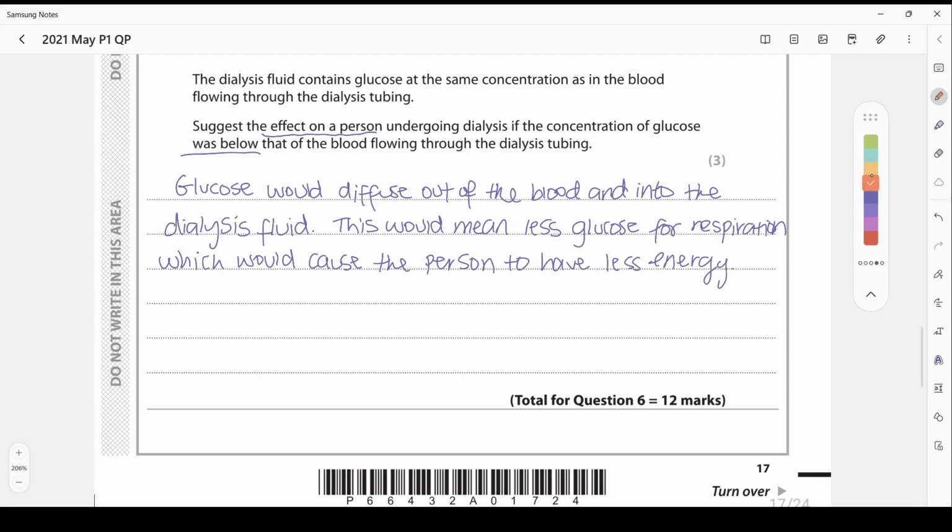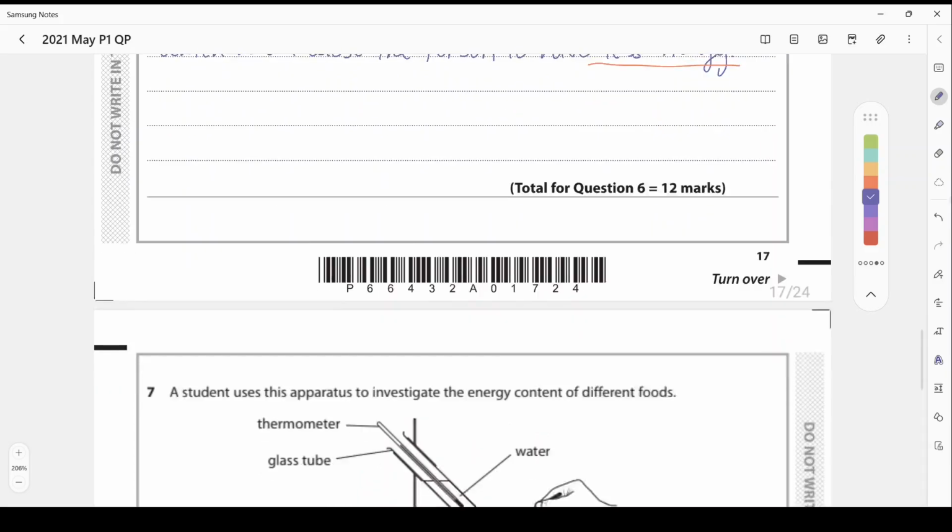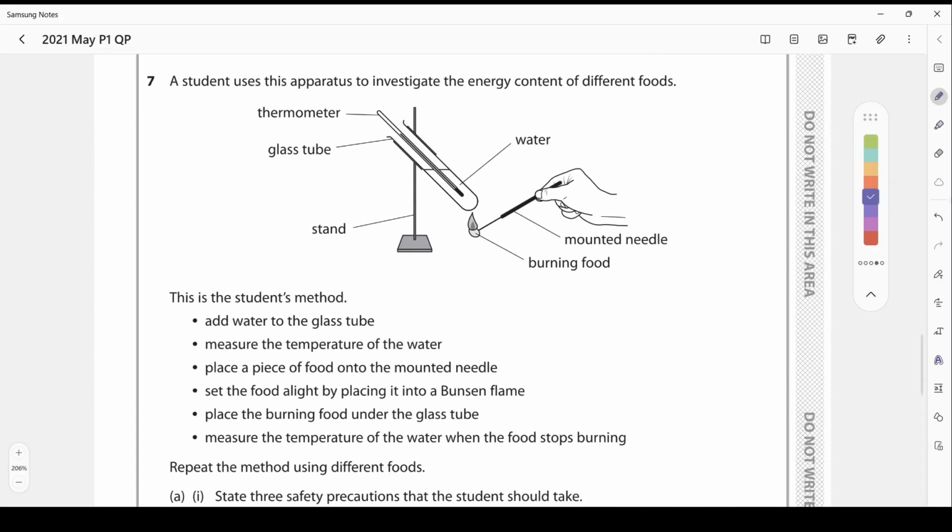So let's go over the marks. Number 1 is glucose would pass from the blood. The second mark is respiration would be affected, or respiration would be reduced. And the last one is lack of energy. All right, let's move on to question 7.